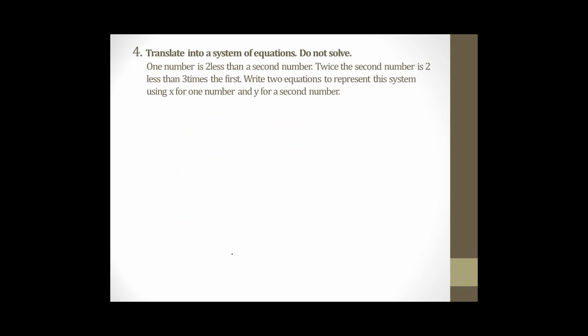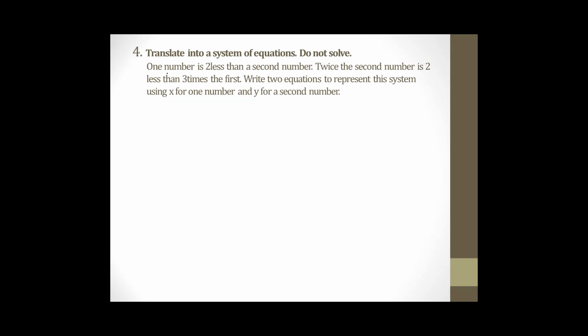So let's read this. We're supposed to translate the system of equations, but we are not supposed to solve it. It says one number is 2 less than the second number, and twice the second number is 2 less than 3 times the first. Write two equations to represent the system using x for one number and y for the second number.